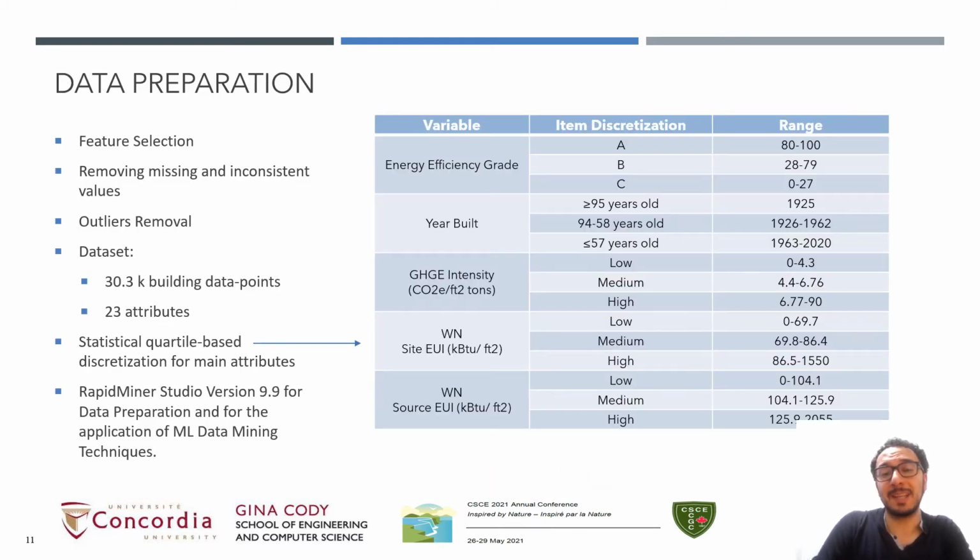As part of the data preparation, as I mentioned, we did some feature selection, removal of missing values, and outlier removal, and the clean data set resulted in 30.3K building data points and 23 attributes. The selected independent attributes include gross floor area, year built, weather normalized site EUI, and GHGE, direct and indirect, among others.